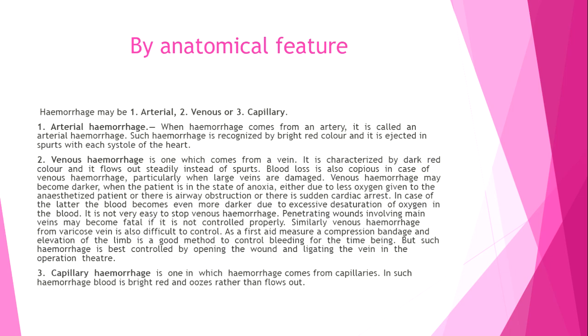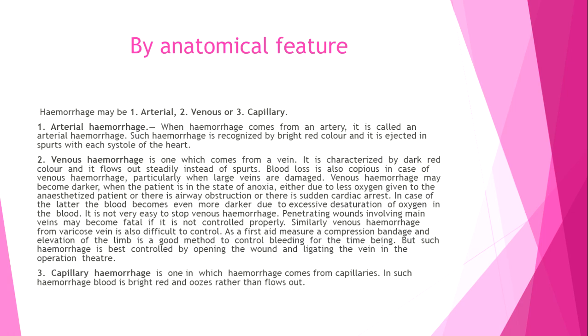Arterial hemorrhage. When hemorrhage comes from an artery, it is called an arterial hemorrhage. Such hemorrhage is recognized by bright red color and is ejected in spurts with each systole of the heart. Venous hemorrhage is one which comes from a vein. It is characterized by dark red color and it flows out steadily instead of spurts. Blood loss is also copious in case of venous hemorrhage. Particularly when large veins are damaged, venous hemorrhage may become darker.